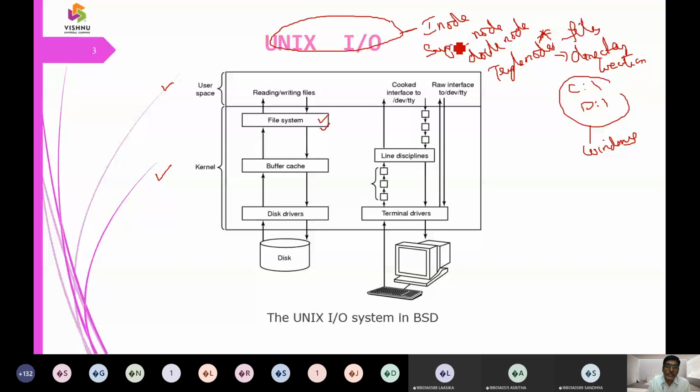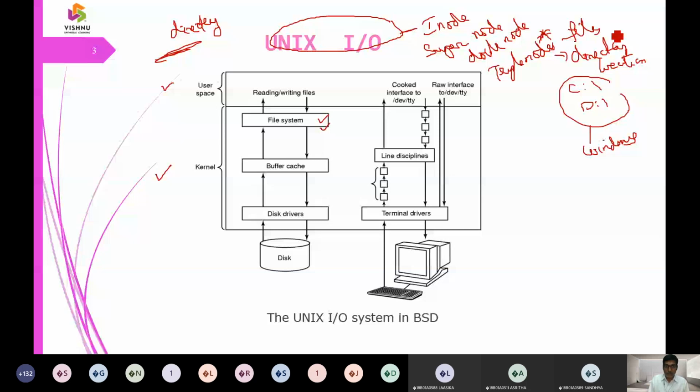We'll be having an inode structure in the Unix operating system to represent a directory structure. It can be a single indirect node, a double node, or a triple node. Similarly, as far as Windows is concerned, we have a file directory structure. We organize things in the C drive and D drive, and it follows a tree structure in a hierarchical way. That is regarding the file system.